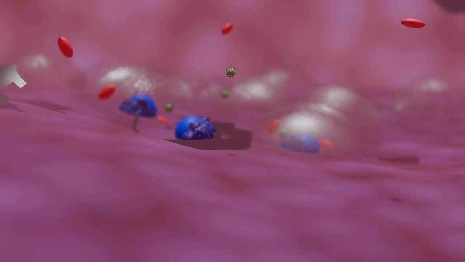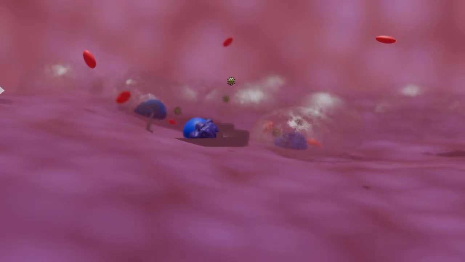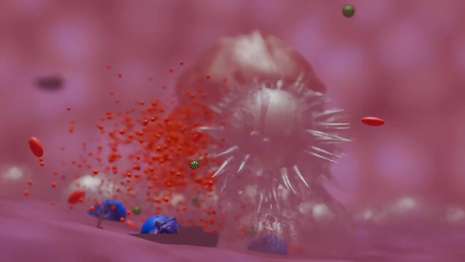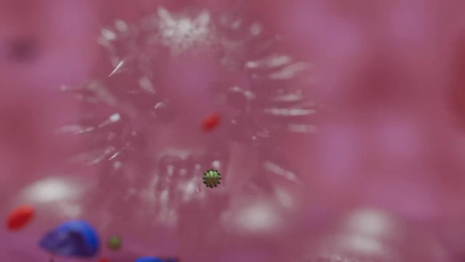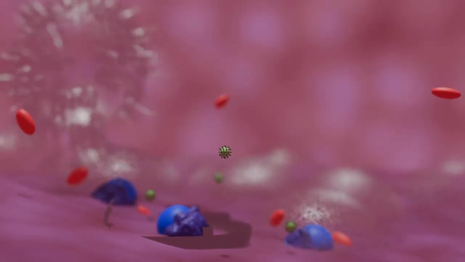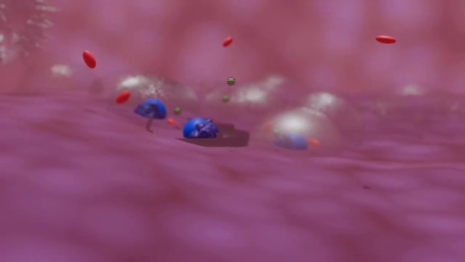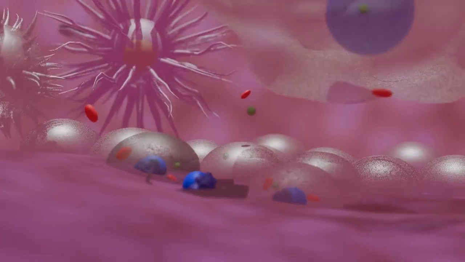At the same time, damaged cells begin to release signaling proteins, which attract the attention of neutrophil and natural killer cells. These begin to kill all cells that are infected in the area. The increase in damaged or dying cells begins to attract the attention of larger immune cells, like macrophages or dendritic cells.